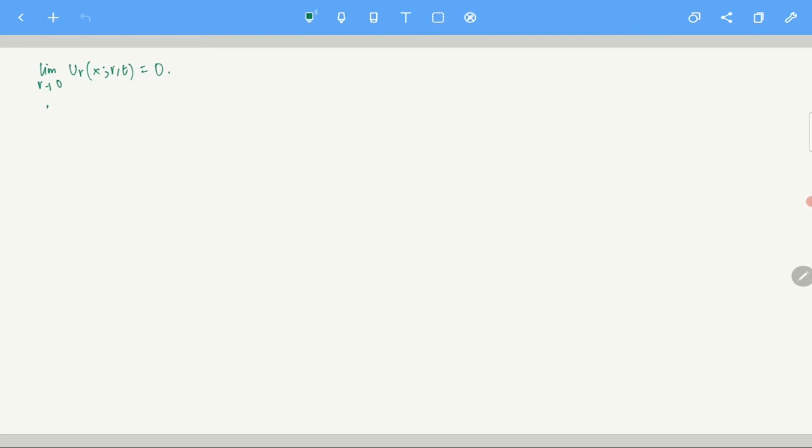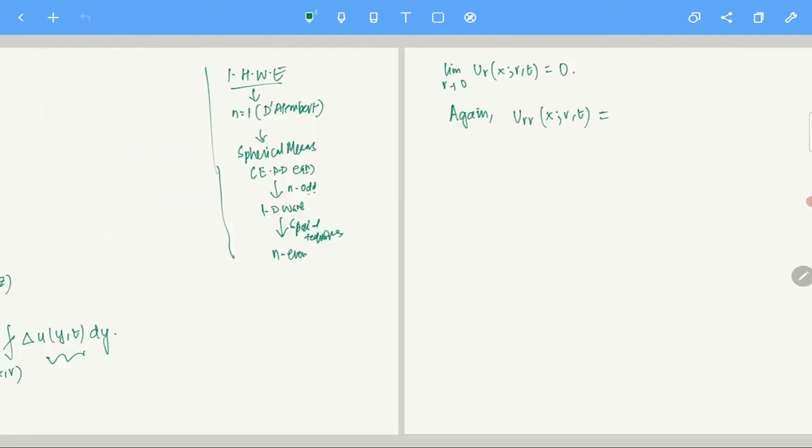Now again, let's do another calculation here. u_rr of x, r, t. Okay, let's do that. So what is it? I want to calculate this thing. How do I calculate it? For doing that, what I am doing is this.